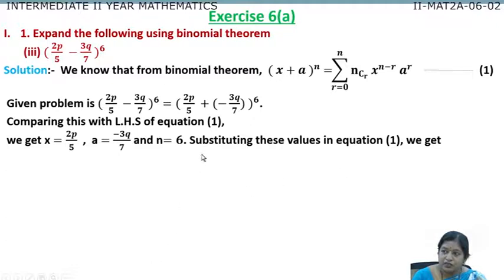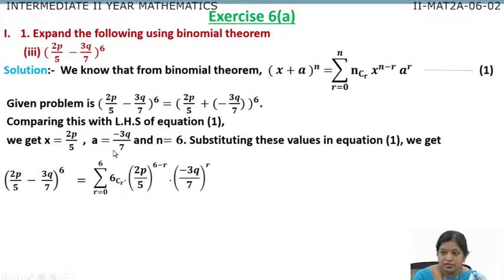ఈ ఈక్వేషన్ నంబర్ 1 లో ఉన్నటువంటి x plus a power n తో ఇచ్చినటువంటి సమస్యను పోల్చినట్లయితే x కు బదులుగా 2p by 5 ఉన్నది, a కి బదులుగా minus 3q by 7 ఉన్నది, and n value is 6. So substituting all these x, a, n values in equation number 1, we get (2p/5 minus 3q/7) to the power of 6 is equal to summation r is equal to 0 to 6 because the n value we are having is 6.